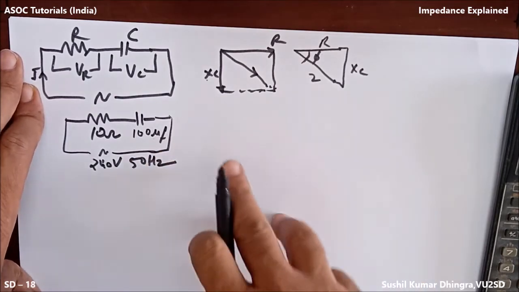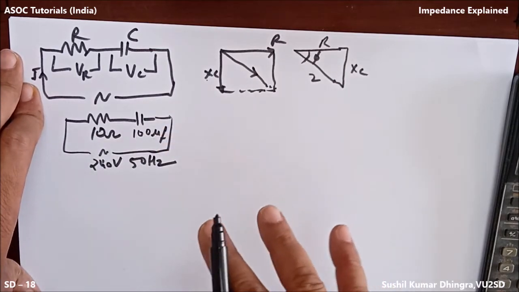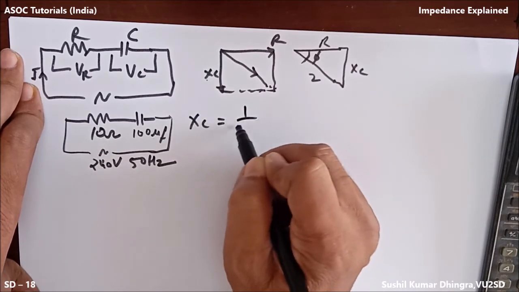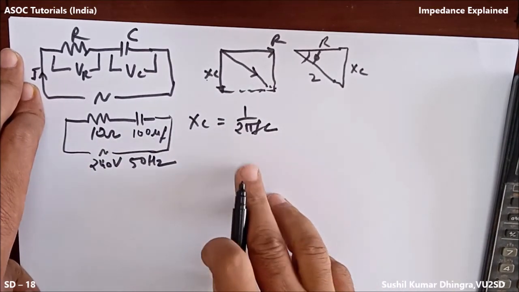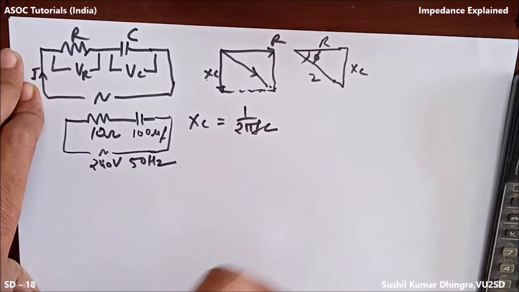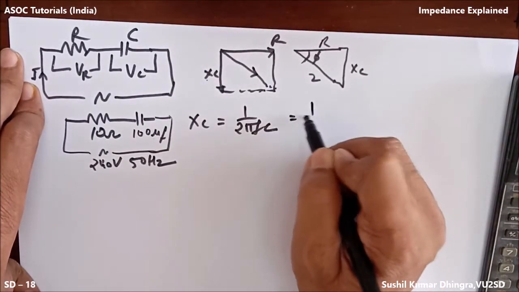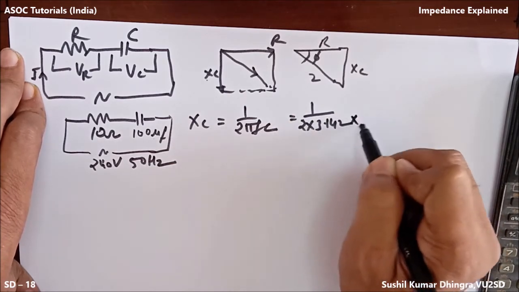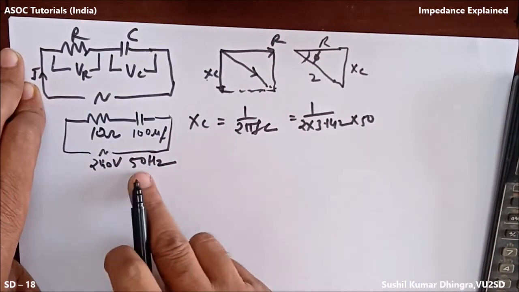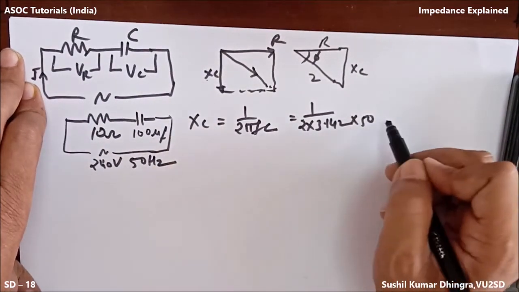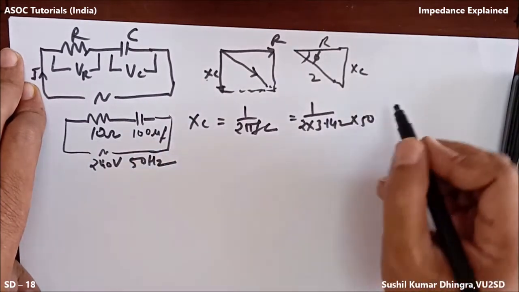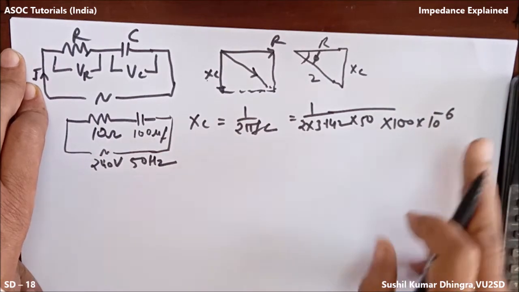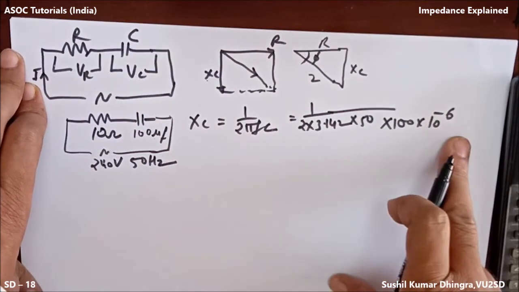Now first we need XC. How to calculate XC? XC is equal to 1 by 2 pi FC. Remember this formula. Put the values: 1 by 2 into 3.142 into 50, where 50 is the frequency, and C is 100 microfarad, that is 100 into 10 raised to power minus 6. I hope all values are clear to you.